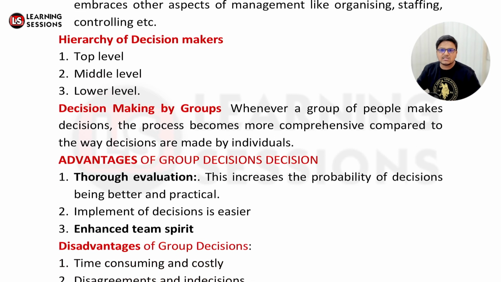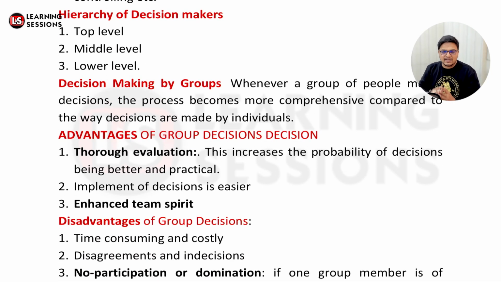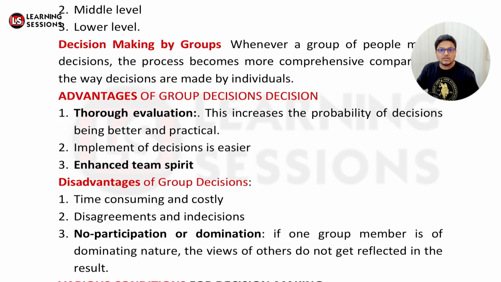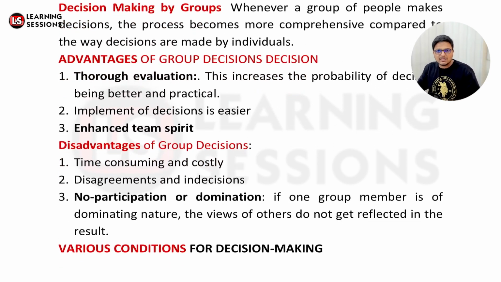And what are the disadvantages? If there are 100 people, it will be very time consuming and costly. There may also be disagreement between different people, saying we don't want to go for this particular decision, it's your wish if you want to. It may be that one member of the team is not participating in decision making, or that one member is very dominating over the other members, so that whatever he has said is to be followed, and no one else can participate, right? That may also be the case. So what are the various conditions for decision making?